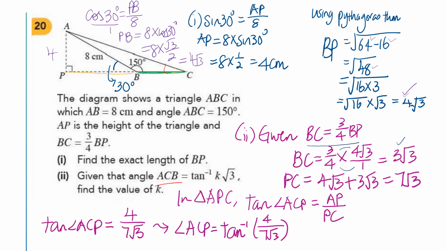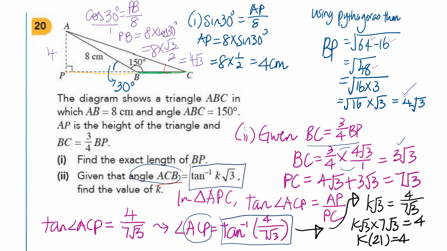And can you see that these two values will be the same? Because you're talking about the same angle, right? ACB is the same as ACP. So therefore this value is the same as this value. Right, and therefore k square root 3 is equal to 4 over 7 square root 3. Okay, so we do a cross multiply. So k square root 3 times 7 square root 3 gives you 4. So square root 3 times 7 times square root 3 gives you 21 because square root 3 times square root 3 is 3, right? Then 3 times 7 gives you 21. So 21k is 4, so k will be 4 over 21. Right, so that's how you find the value of k in part 2.